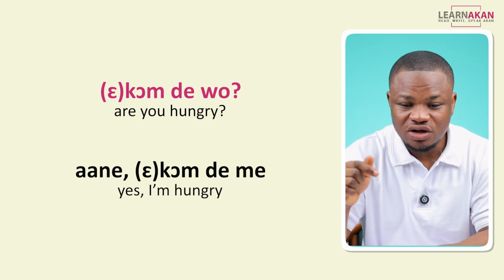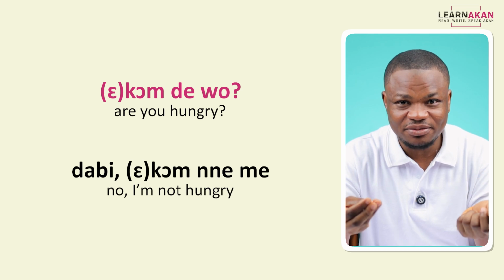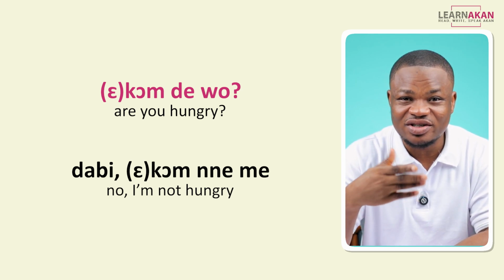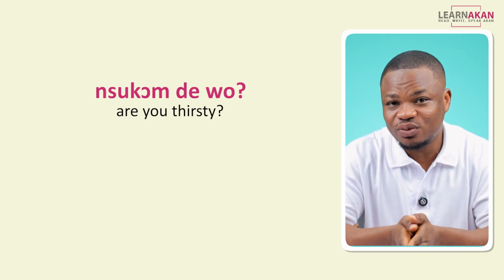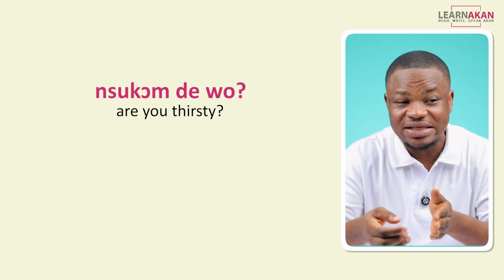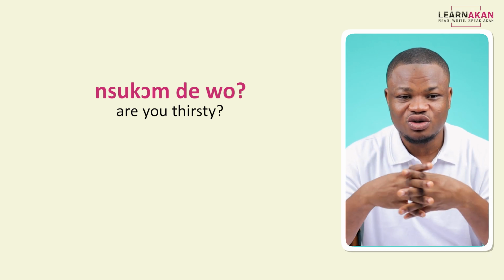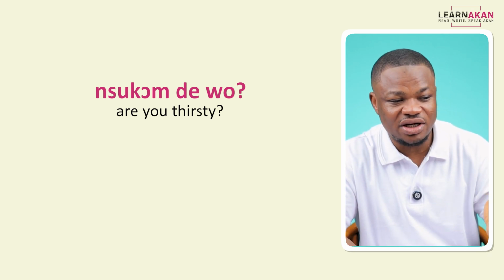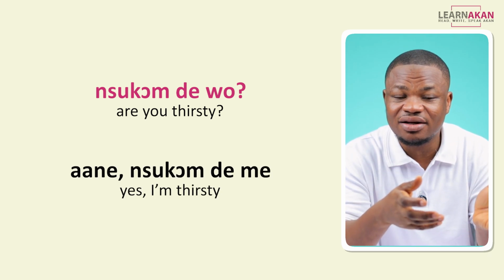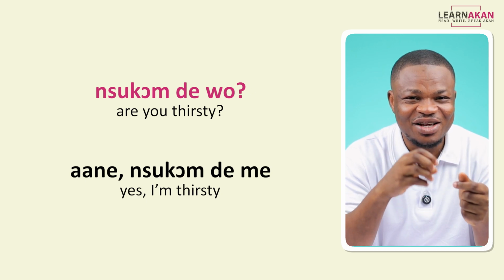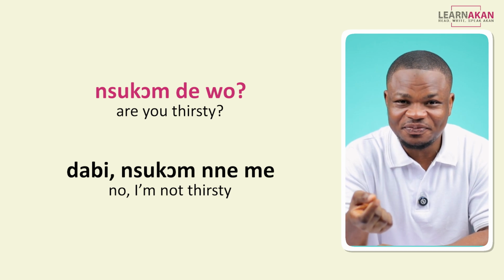If you are not hungry, you just have to negate the "de" part, and then you have "Debi ekomneme," or simply "Debi." If you want to ask, "Are you thirsty?" then you would ask, "Nsukomdo?" So we just replace ekom, which is hunger, with nsukom, which is thirst. And just as we did with ekomdo, if you are indeed thirsty, then you would respond with "Ane nsukomdeme." If you are not thirsty, then you would answer "Debi nsukomneme."